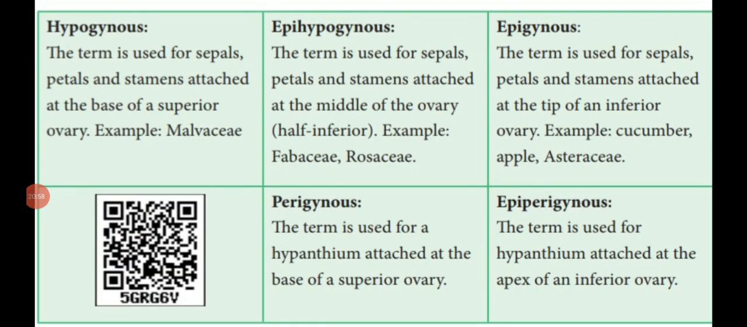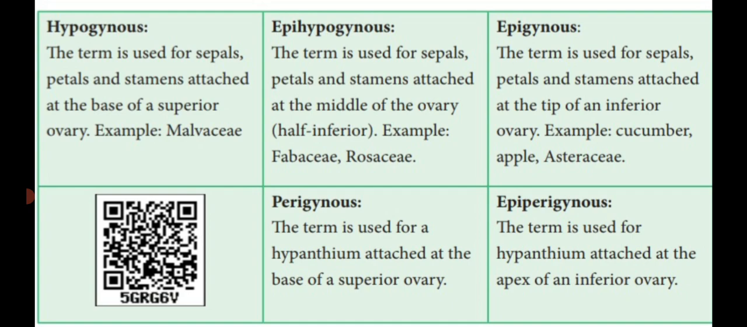Dear students, based upon the attachment of the floral parts with the ovary, ovary position is divided into 3 types: superior ovary, inferior ovary and half inferior ovary. A flower with the superior ovary is known as hypogynous flower. Hypo means the ovary is located at the top of the other floral parts. That flower is said to be hypogynous flower.